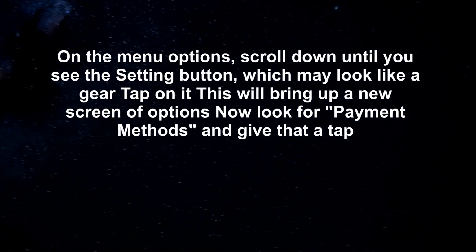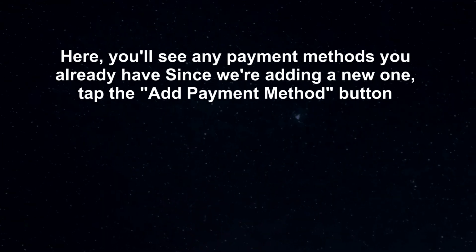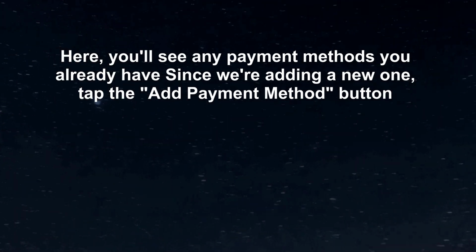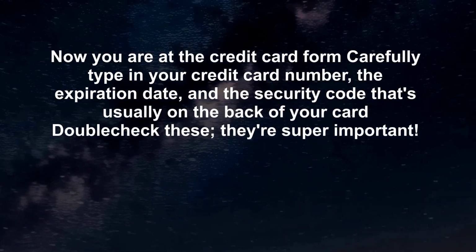Now look for payment methods and give that a tap. Here, you'll see any payment methods you already have. Since we're adding a new one, tap the Add Payment Method button. Now you are at the credit card form.